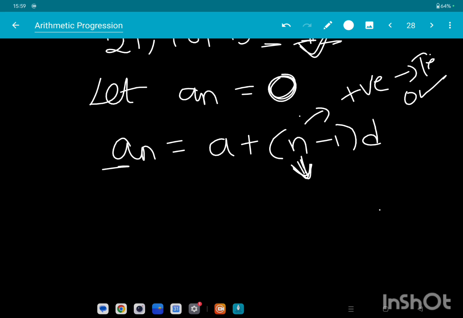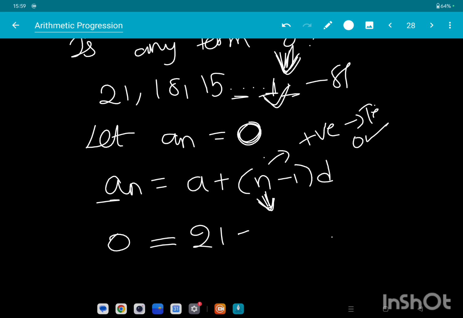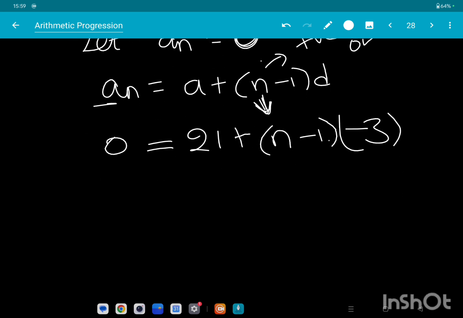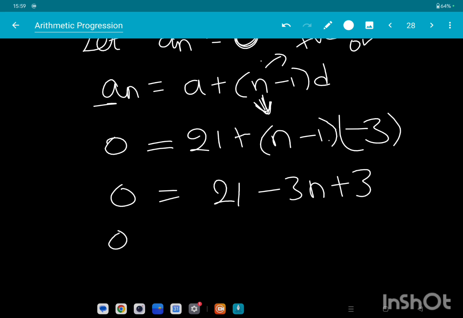So here an is 0, equal to a plus, what is the a value? We already discussed. The a value is 21, plus n minus 1 into d. What is the d value here? The common difference is minus 3. Right? Now we are going to multiply. 0 is equal to 21 minus 3n minus into minus plus 3. So 0 is equal to 24 minus 3n.